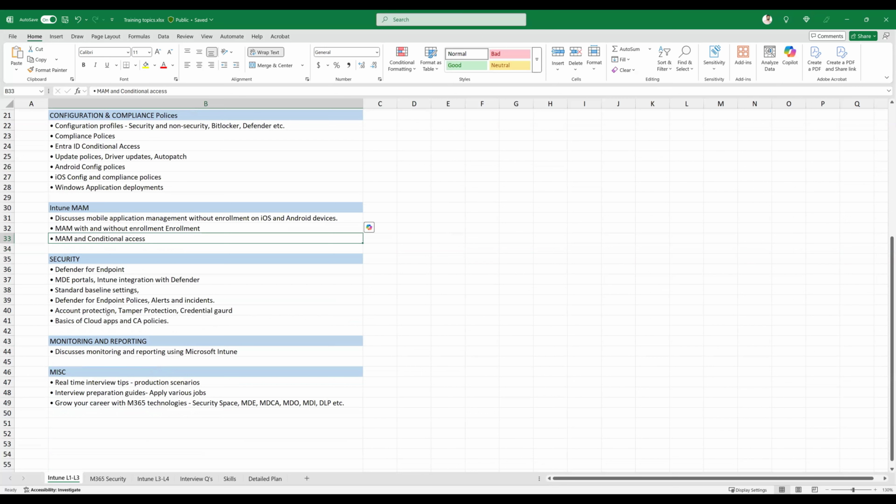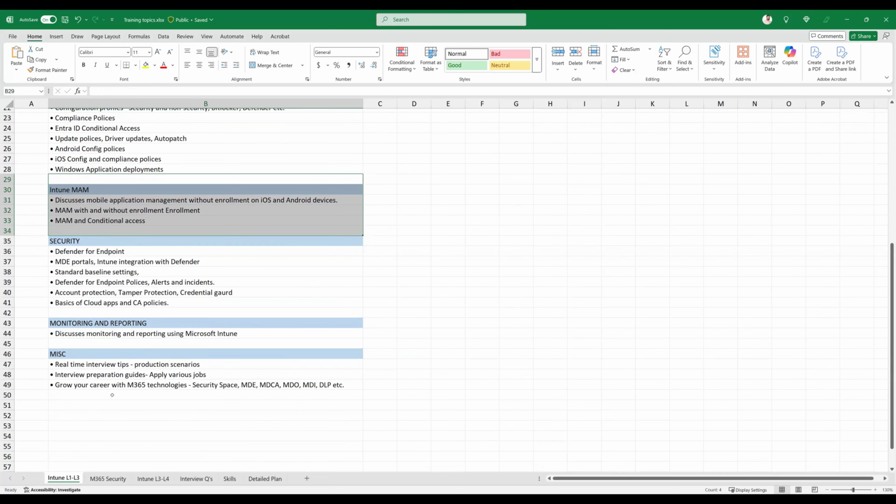documents, save them to your drive, or save them to your local phone. All that is protected, right? And how do you protect? Using Intune MAM applications only.